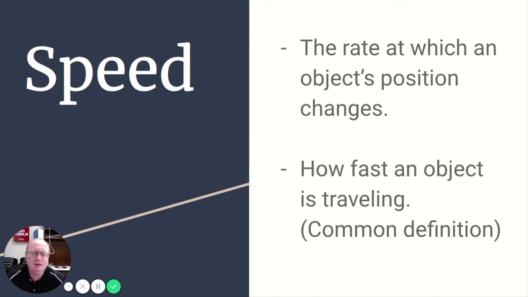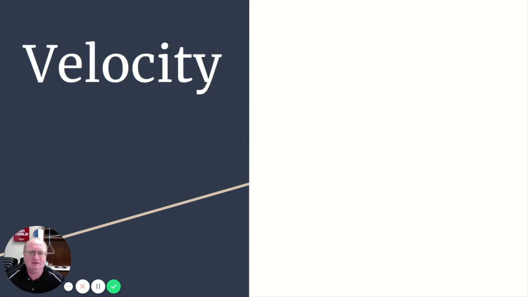Well, there's another word that's very similar to speed, but there is a little bit of a difference, and that's velocity. Now, for velocity, it's like speed, but it has something extra. It's a vector. So that means it also has direction.